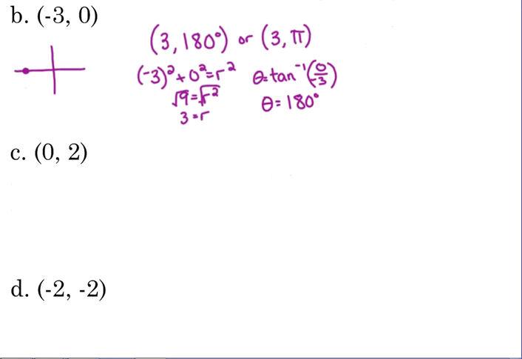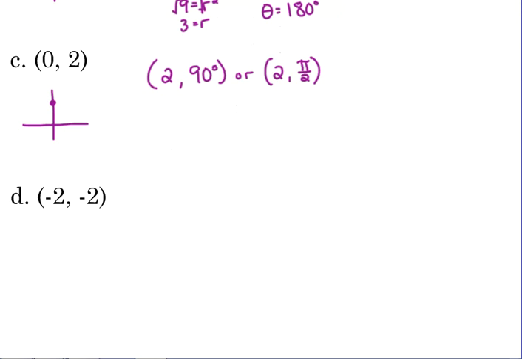Okay, let's do another one similar to that. 0, 2. 0, 2 is on the positive y-axis. So again, you really don't have to do the work. The radius is 2. That angle is 90, or pi over 2. Now, obviously, these are not the only ways to express these angles. We could do negative radii, negative angles, all that stuff. We're just going to go with the most basic, simple point that we can.